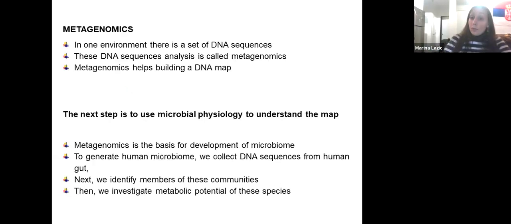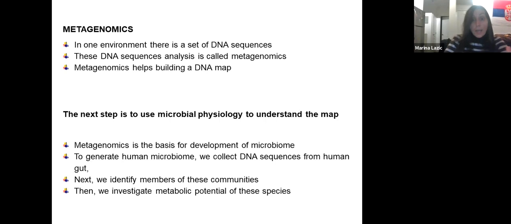So metagenomics is very popular these days, and basically the way it is explained is that in one environment you have a whole set of DNA sequences, and all these sequences are called metagenomic sequencing. So you are analyzing DNA from one environment, which helps you to build a DNA map, and this is a step used in microbiome.